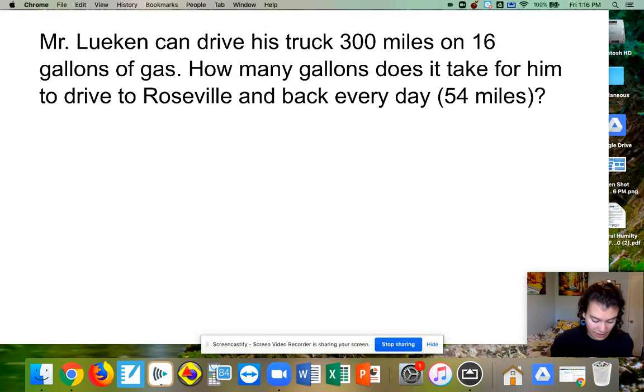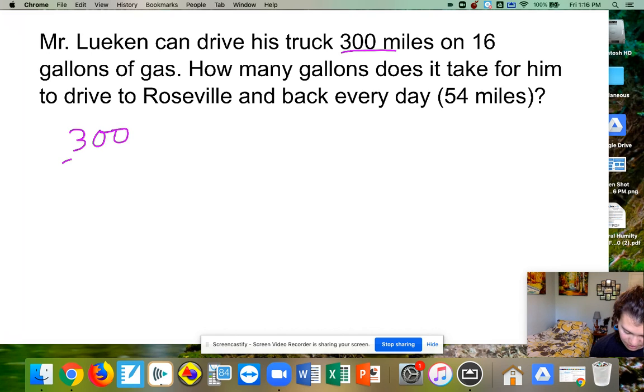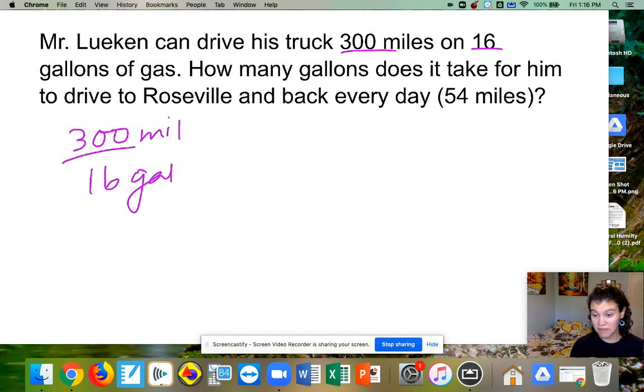All right, last one. Mr. Lucan can drive his truck 300 miles on 16 gallons of gas. How many gallons does it take for him to drive to Roseville and back to his house every day if it's 54 miles there? Again, we're going to do another proportion. Every 300 miles is going to be 16 gallons of gas. As a note, you could put the 16 on top and put the miles on the bottom. It doesn't matter as long as you're consistent.